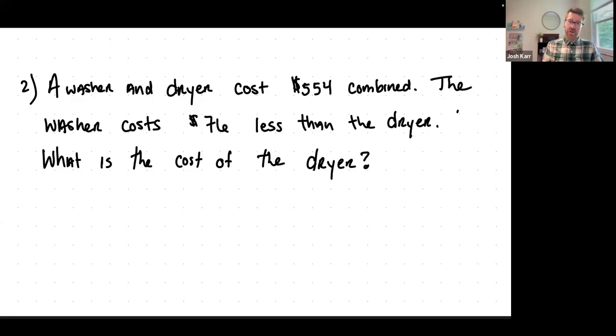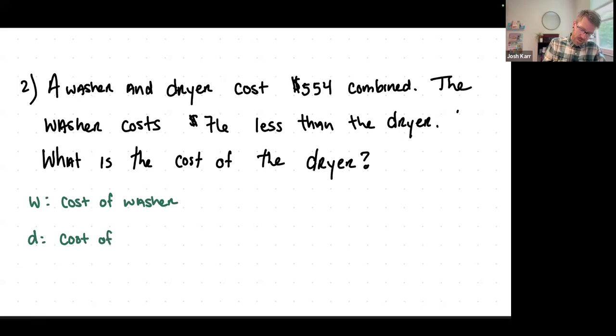So again, let's define our variables. Washer and dryer, so W and D sound good to me. W is representing the cost of the washer, and D is representing the cost of the dryer. All right. First sentence, a washer and dryer cost $554 combined. Combined suggests we're going to add these two things together. So W plus D equals 554.